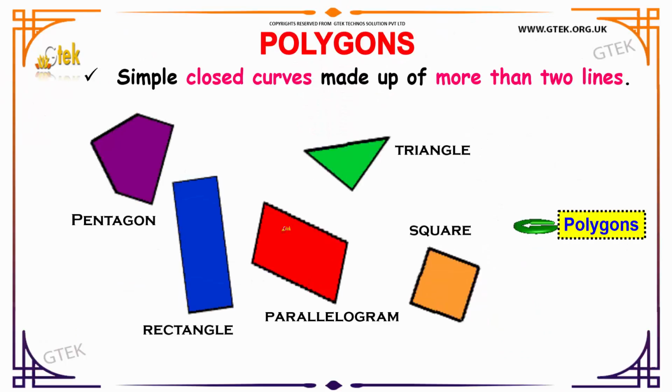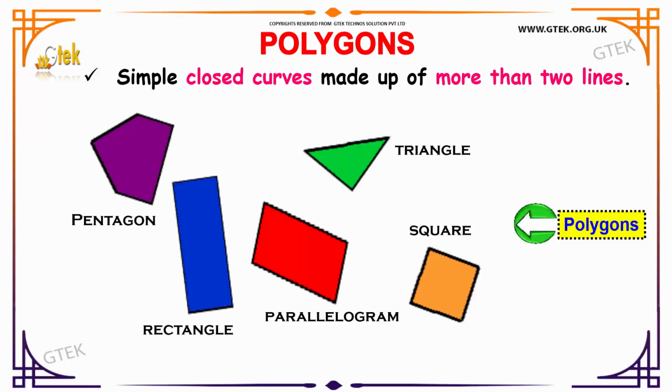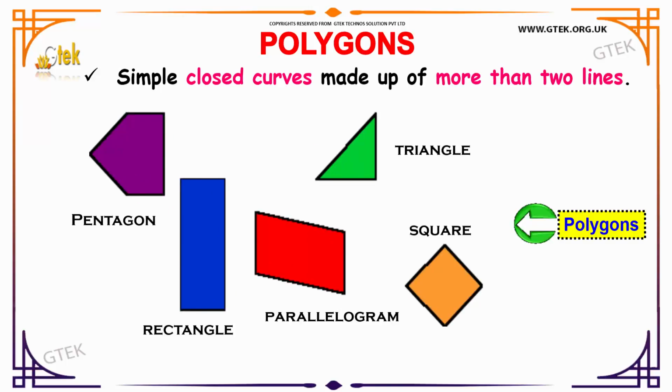Next we have polygons. Polygons are nothing but simple closed curves which are made up of more than two lines. So here you can see that these shapes are made of more than two lines. You can see pentagon, triangle, square, parallelogram and rectangle, and each of these shapes is made with more than two lines. Hence it is a polygon.